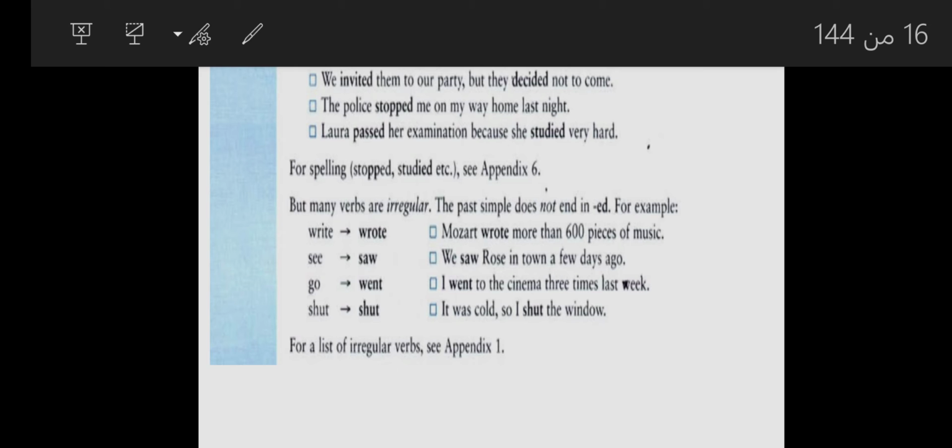The verb shut remains the same form, but in the past. It was cold. It was here indicates that the action is in the past. That means it is finished. So I shut the window. I shut the window in the past when it was cold. For example, yesterday. Yesterday it was cold. So I shut the window. So we use shut, and shut here is in the past, not in the base form, because the past and the base form are the same.